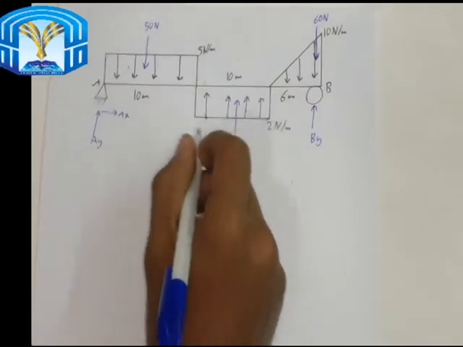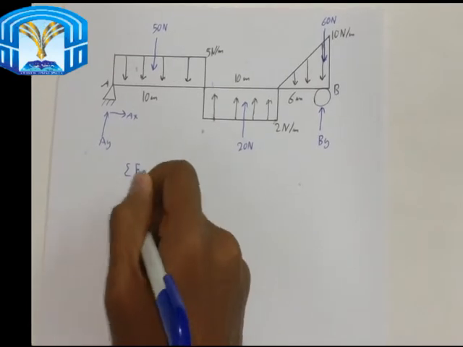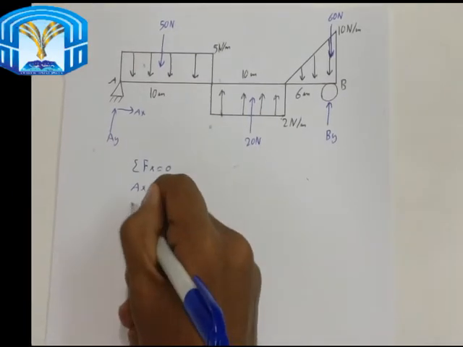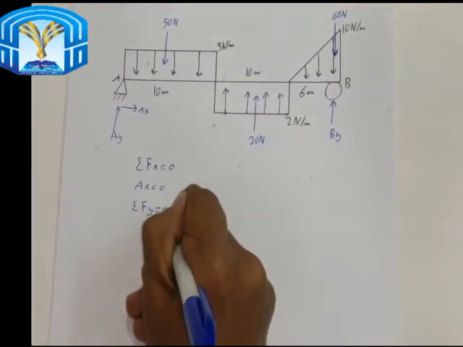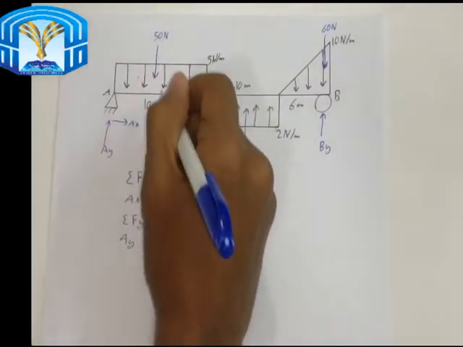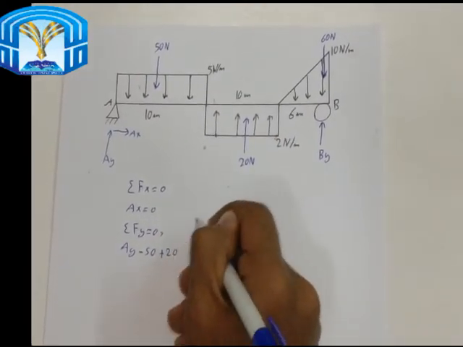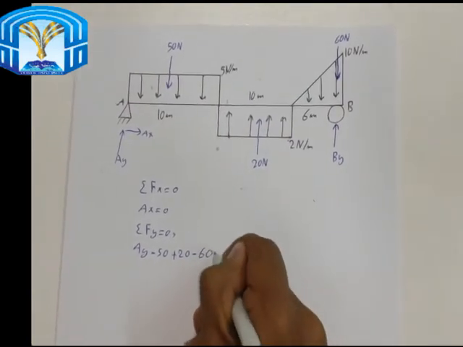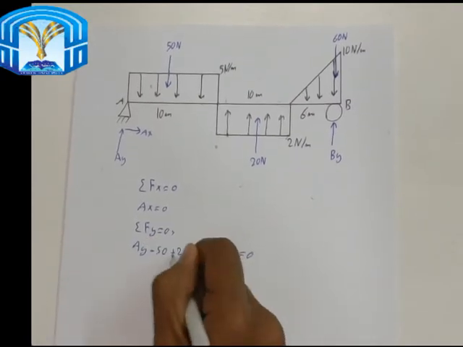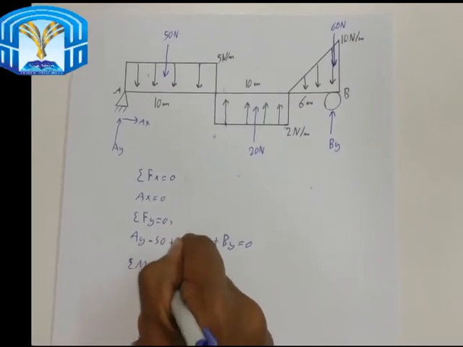So we find the reaction. Summation of x equals 0. So we have one force, AX equals 0. Summation of y equals 0. So we have AY in the up and 50 down, and up 20 and down 60 and up BY equals 0. So we have two unknowns, we take moment about A. So summation moment about A equals 0.